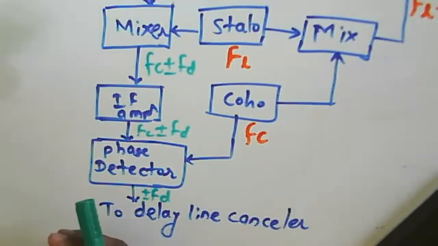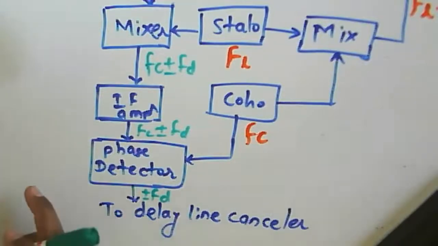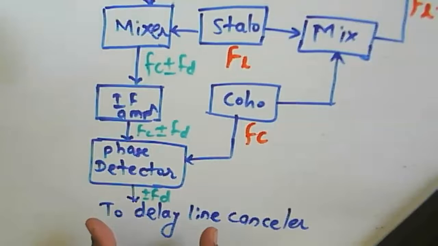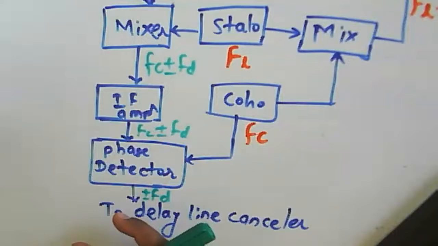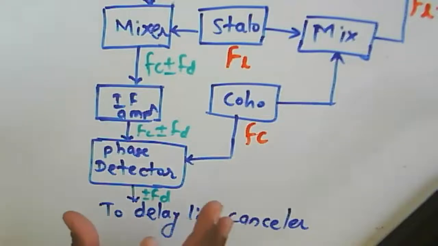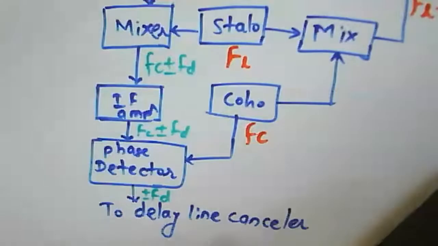Now that particular clutter is to be removed by the delay line canceller, or by any other measures taken to remove that clutter. So we should know the operating frequency of the radar as well as the operating frequency of all the components clearly, and in which band we are working. So these are the basics of an MTI radar.